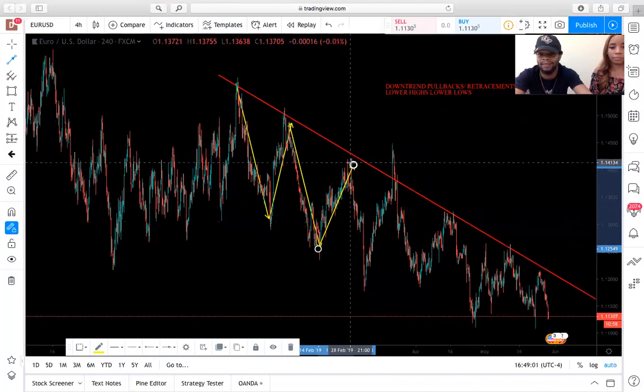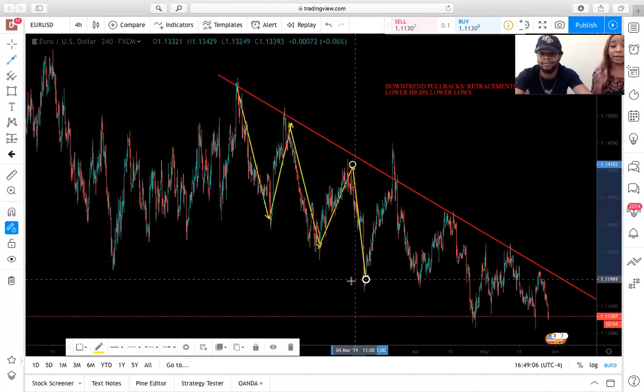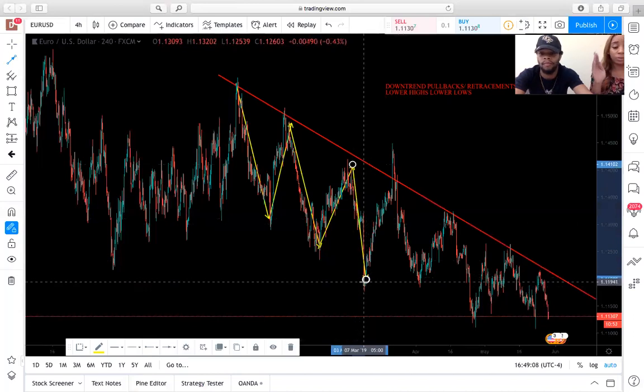It's a lower high. Now look, check me out. It sold again like the downtrend. So it respected our trend line, as you can see. As soon as it got to the trend line, it bounced off and made the sell as we indicated.